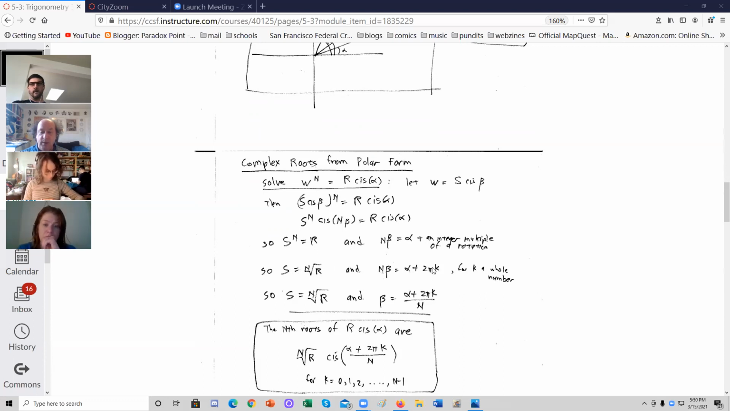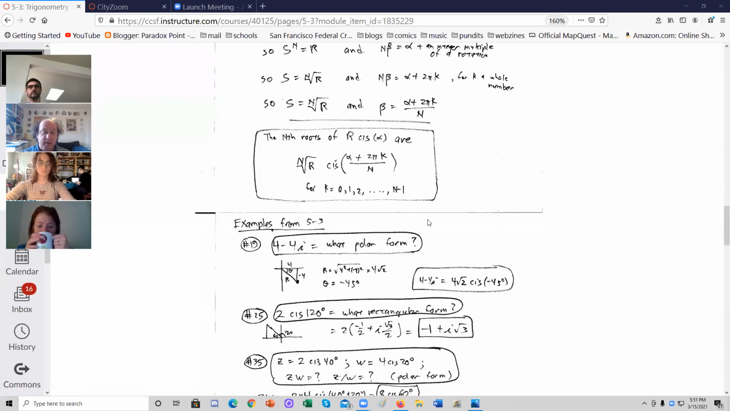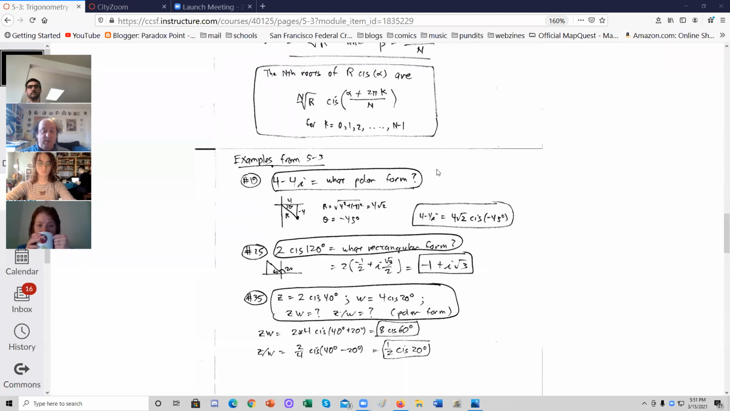Okay, n beta equals alpha plus what integer multiple of the rotation? The rotation is 2 pi radians, so let k be a whole number. So n beta equals alpha plus 2 pi k. And now, solve for beta. Beta equals alpha plus 2 pi k divided by n. And this gives you the nth roots. The nth roots of r cis alpha are the nth root of r times cis of alpha plus 2 pi k over n. This k is a whole number between 0 and n minus 1. You basically will get n roots of r cis alpha. We'll get to that. So here are some examples.